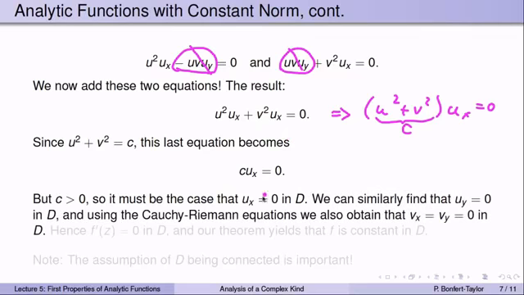And now using the Cauchy-Riemann equations, once you have that ux and uy are 0 in D, you can find that vx and vy are also 0 in D, and therefore f prime is 0 in D, and we're back to being able to use a theorem which says that f must be constant in D.